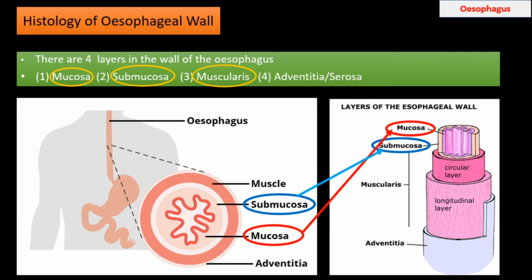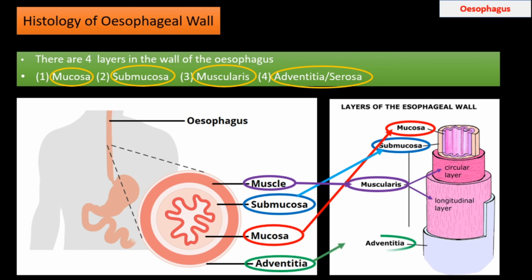The third layer is the muscularis layer. It consists of both circular and longitudinal muscles. Its alternate contraction and relaxation lead to peristalsis. The fourth layer is adventitia, also known as serosa. It is the outermost layer made up of connective tissues.